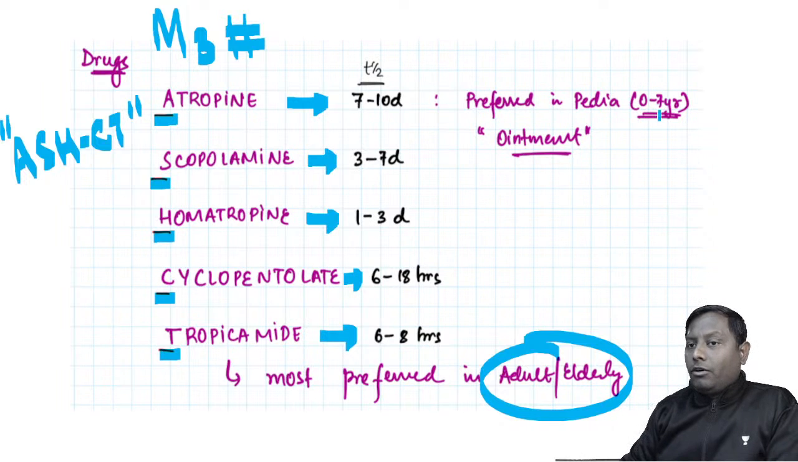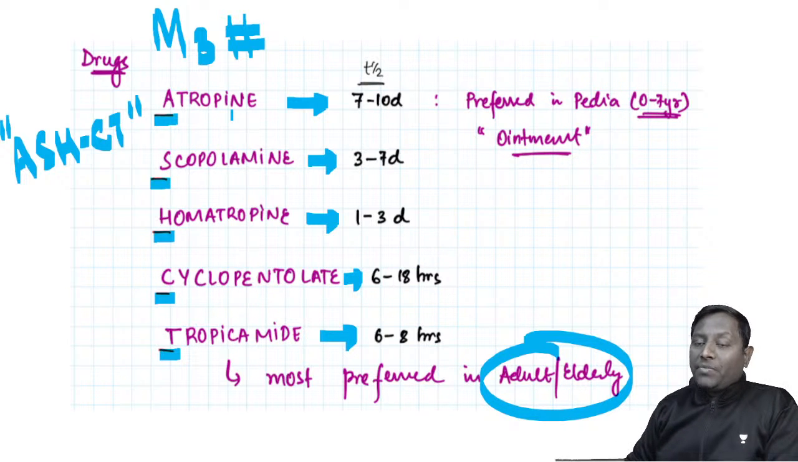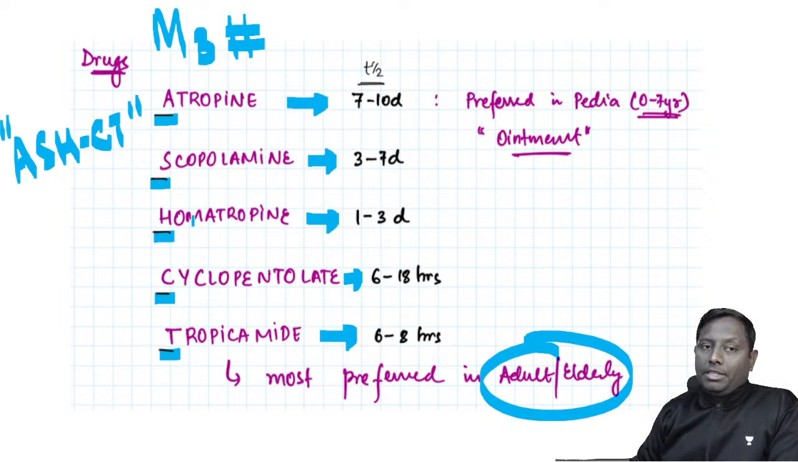And in the ointment form, for 0 to 7 years, we will be preferring atropine, because the ciliary muscle tone in the pediatric population is stronger compared to you and me, right? Therefore, in the pediatric population we will be using the stronger atropine. So atropine, scopolamine, homatropine, cyclopentolate, tropicamide. Do remember this, very important.